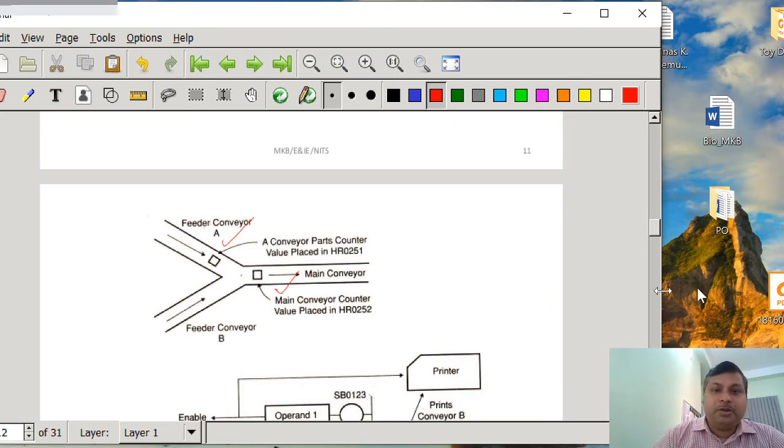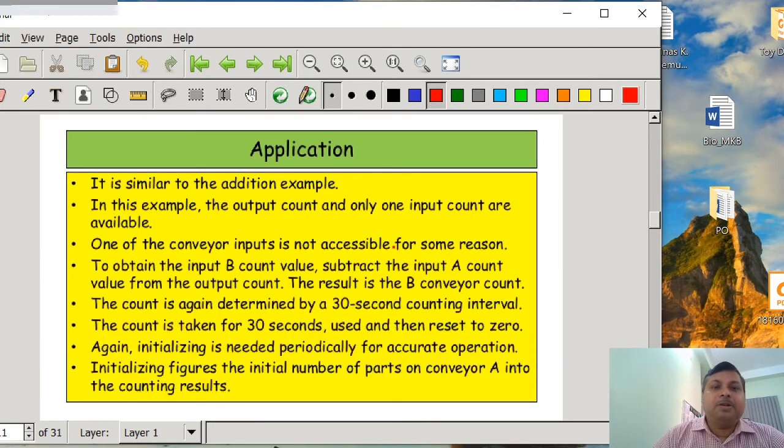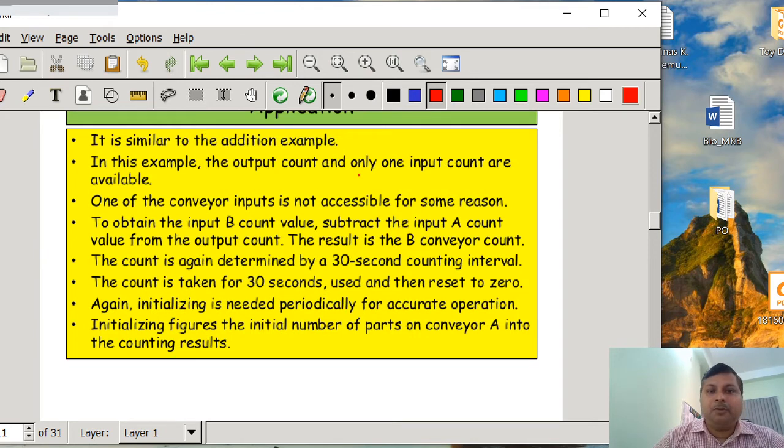So this way we can have the count of how many parts are going through conveyor B. Now here it has been discussed that in this example the output count and only one input count are available. One of the conveyor inputs is not accessible for some reason. To obtain the input B count value, subtract the input A count value from the output count. The result is the B conveyor count. The count is again determined by a 30-second counting interval. The count is taken for 30 seconds.